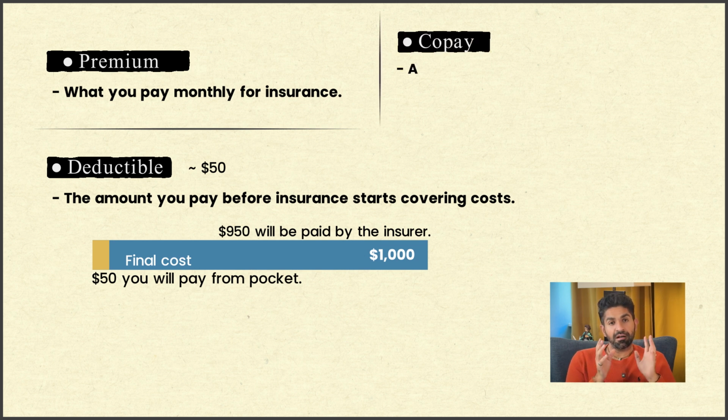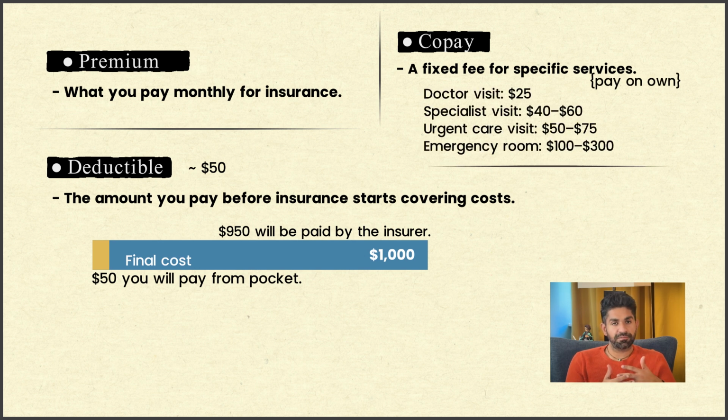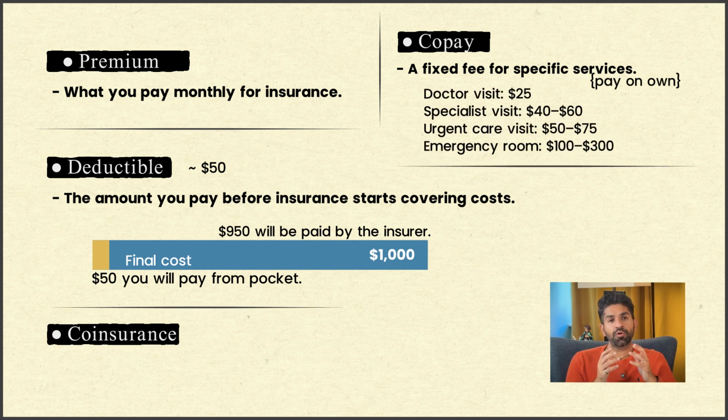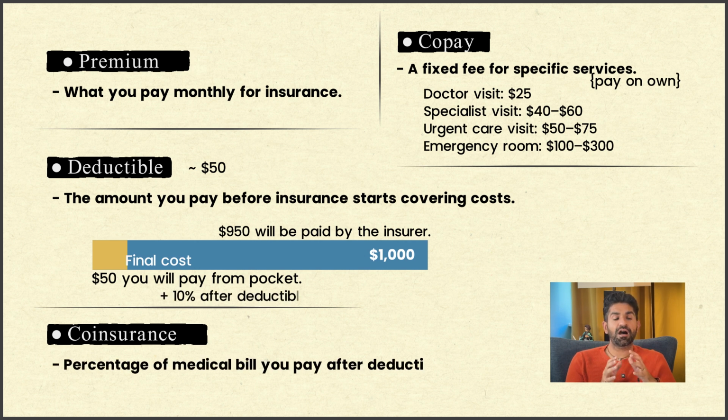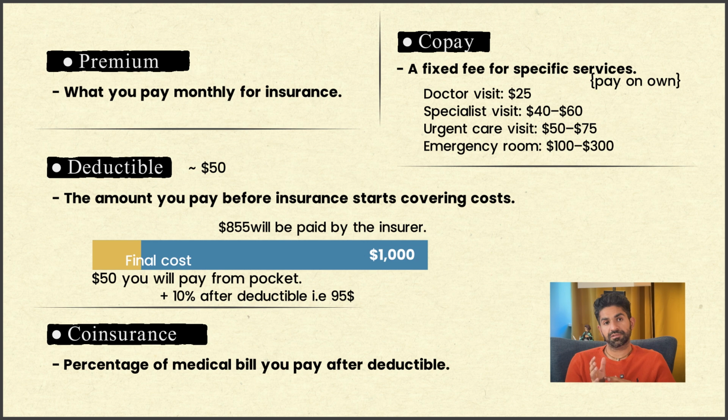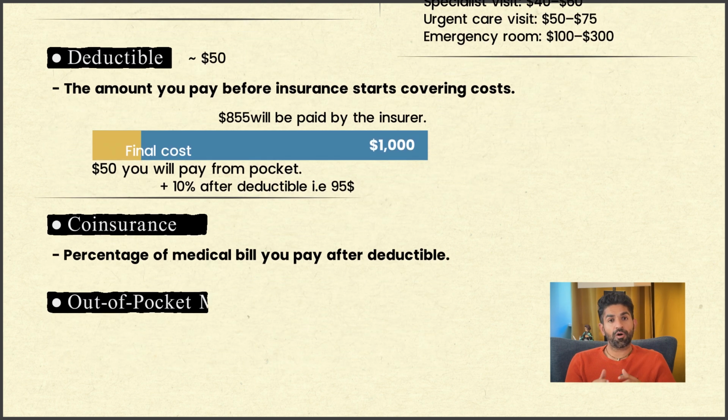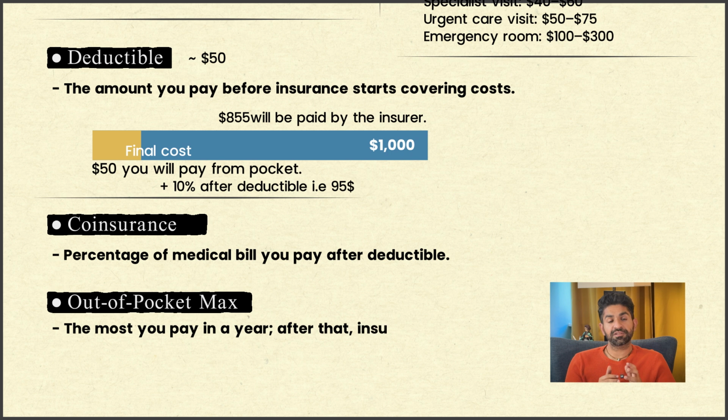What is copay? Copay is a fixed fee for a specific service, for example, $25 for a doctor visit. That is what copay is. Co-insurance is the percentage of the medical bill you pay after the deductible. That is co-insurance. What is out of pocket max? The most you can pay in a year, after that insurance covers 100%. So that's what out of pocket max means.